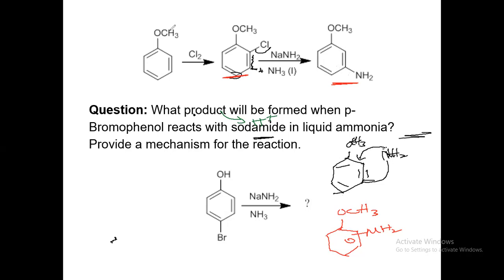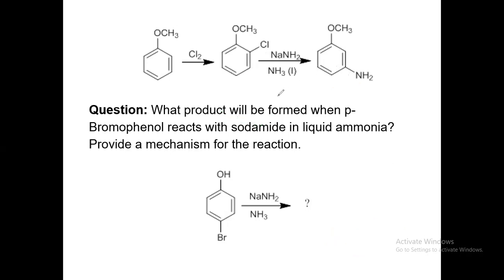Now we have been blessed with one last example to exercise. That is, what products will be formed when p-bromophenol reacts with sodamide in liquid ammonia? What will show that this is a benzyne reaction is the vigorous condition that we have exposed it to. And as we have talked about, I'm sure you would be realizing that we'll have two products formed here. So we have a meta product and then a para product.